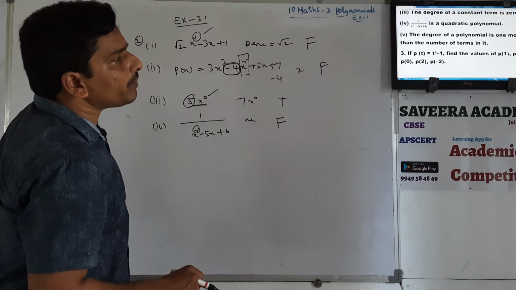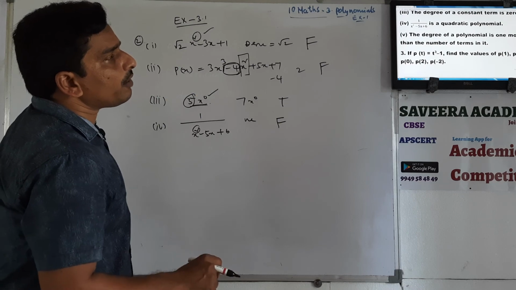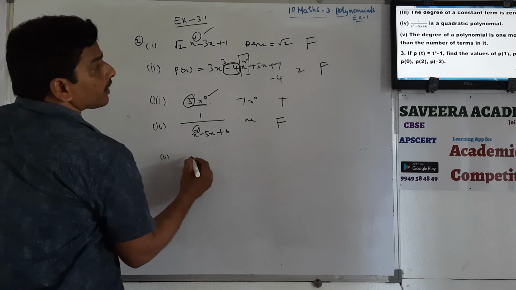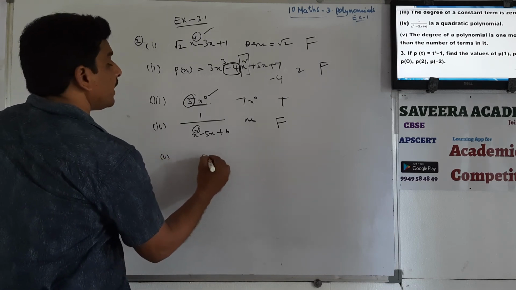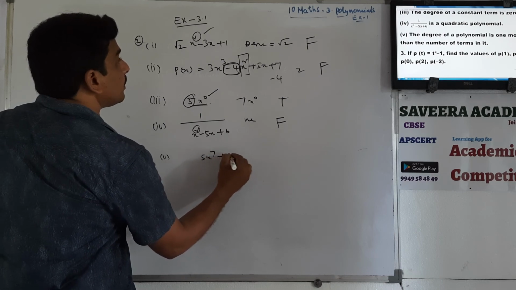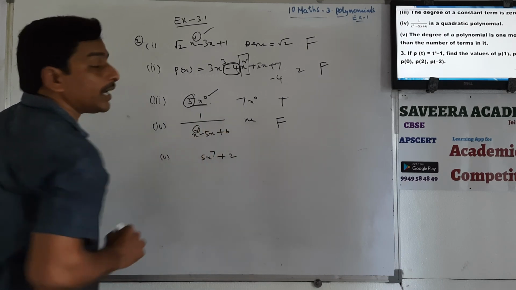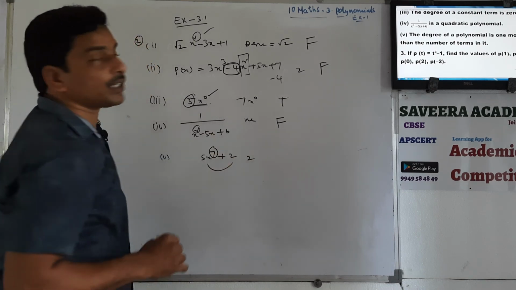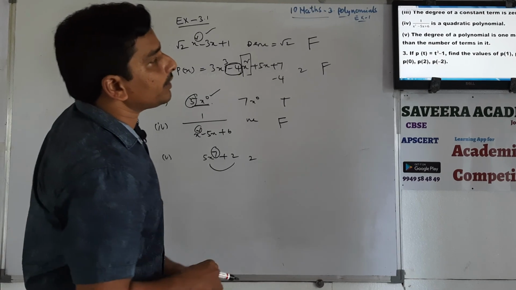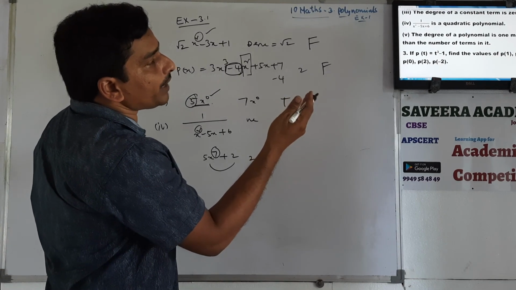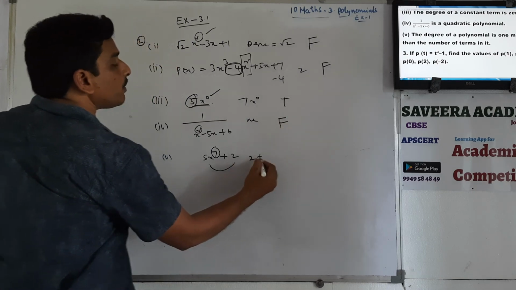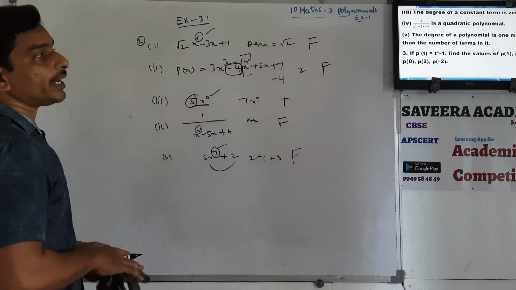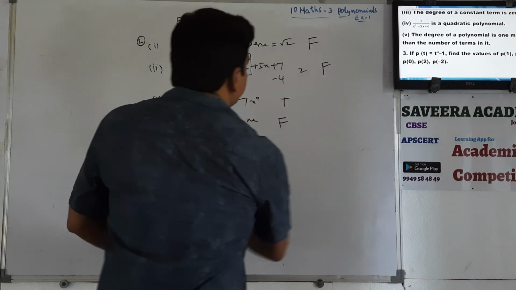The degree of a polynomial is 1 more than the number of terms in it. Actually, such a relation is not there. Suppose here, see, the polynomial 5x power of 7 plus 2, I wrote. What is the degree? 7 is the degree. How many terms are there here? 2 terms. So the degree is 1 more than the number of terms, 2 plus 1 means 3, but the degree is 7. So this is also a false statement.